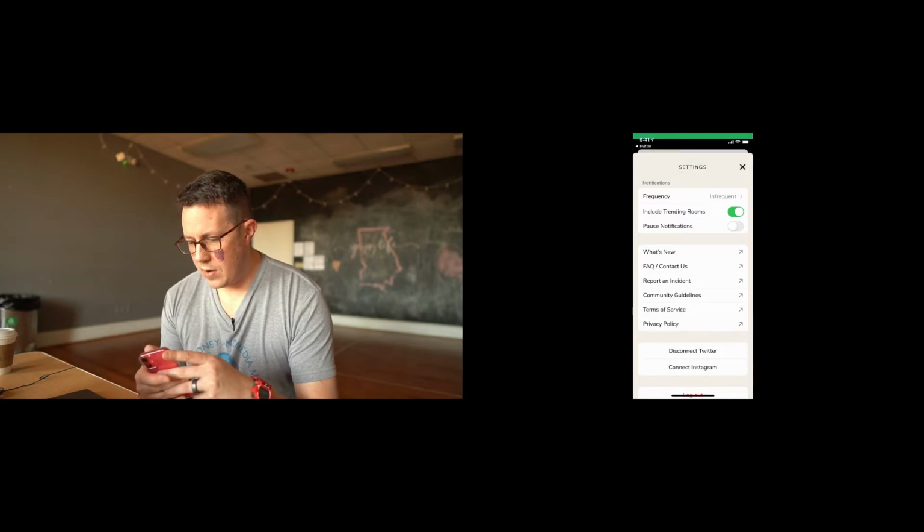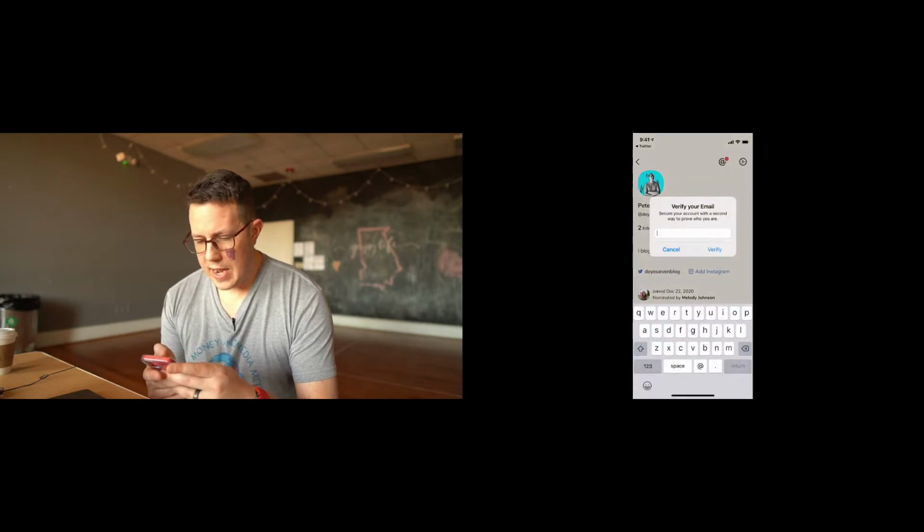Get my notification out of the way. Thank you. Click this @ sign. It says verify your email. Secure your account with a second way to prove who you are. Oh, that's interesting. All right, so I could enter in my email just to do that really quick.